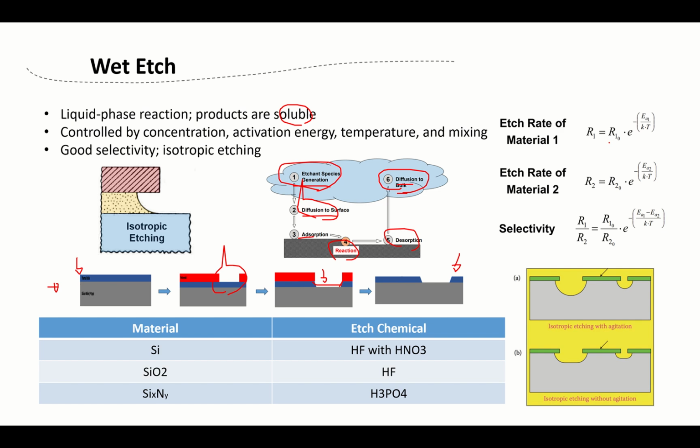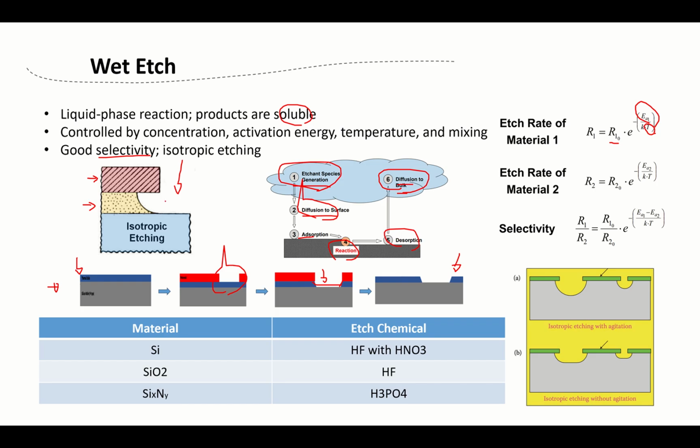Here's the etch rate. As we can see, here's the rate constant. If you increase the temperature, you increase the etch rate. If you decrease the activation energy, you will also increase the etch rate. So for wet etchings, it has good selectivity. When we say selectivity, it means that when you're doing the etchings, the etch rate for material A is low and the etch rate for material B is much faster. This is a good selectivity.